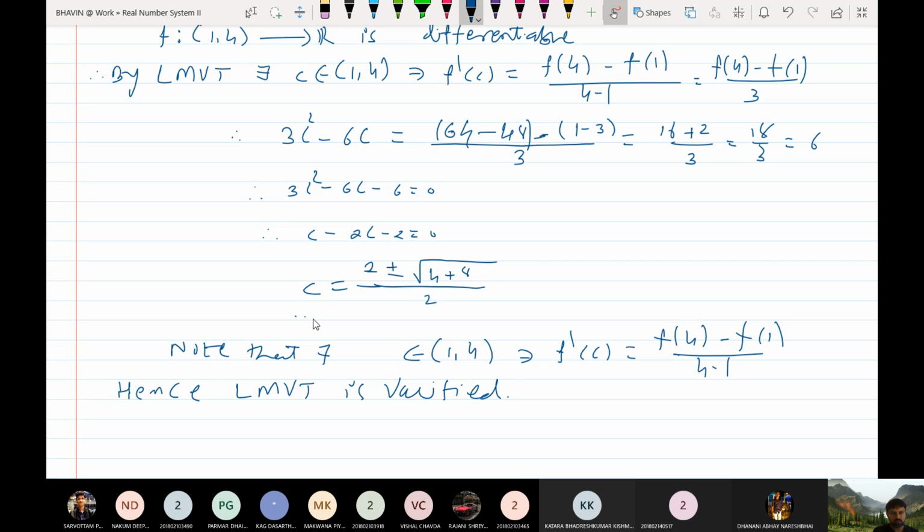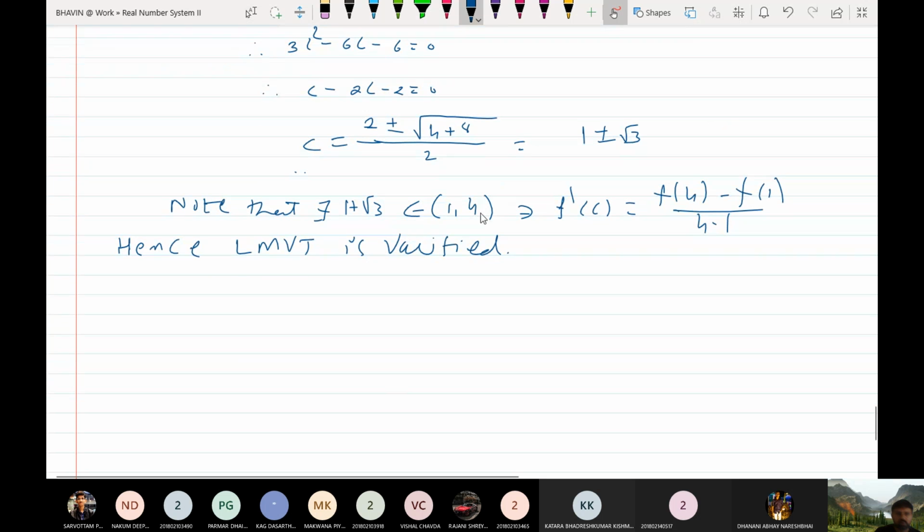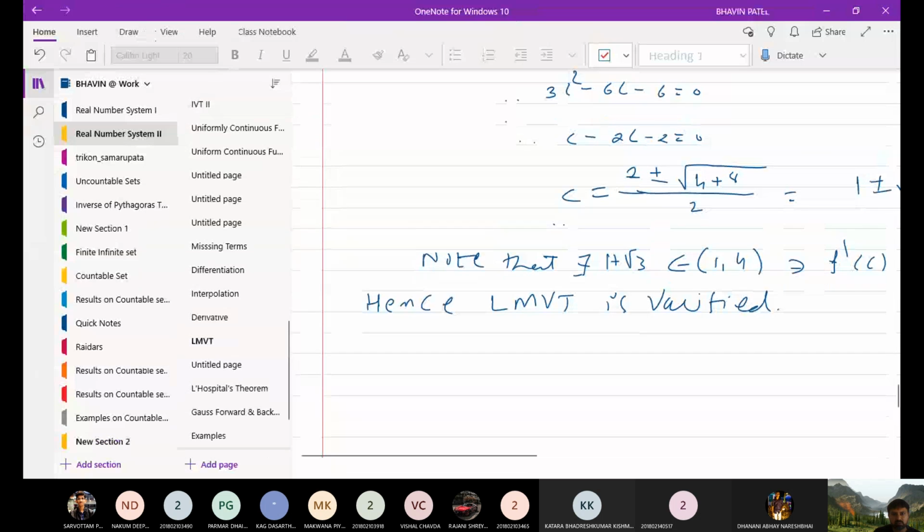तो this is c equal to, so this is nothing but 1 plus or minus root 3. So 1 minus root 3 is a negative number, but 1 plus root 3 is positive, and which belongs to, root 3 is 1.73, something like this. Lagrange's mean value theorem is verified. So we stop our discussion here. Next time we'll see some new examples.